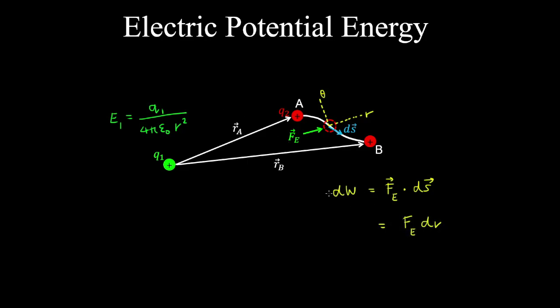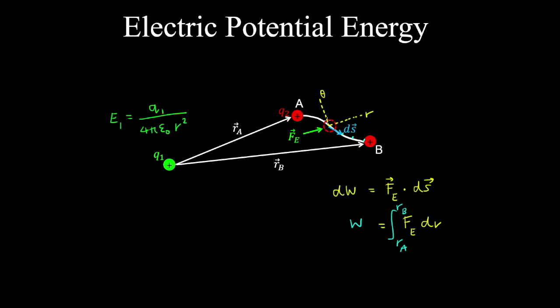Now if we integrate both sides of this equation, then we get the work done by the electric force when the charge is displaced from A to B. Here we're integrating from Ra to Rb, effectively summing up the contributions of the work done as the particle moves over those infinitesimal distances along the curve.